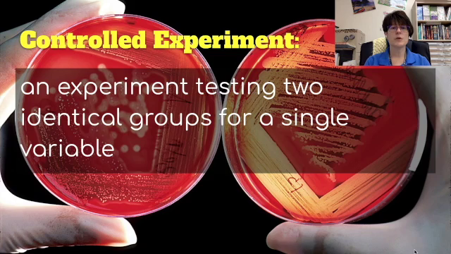We could also perform a controlled experiment at times. A controlled experiment is an experiment testing two identical groups for a single variable. So we see bacteria in the background, maybe they've been treated differently, and so we're seeing which grows more bacteria.